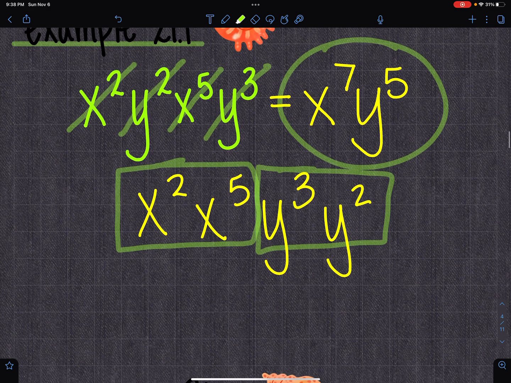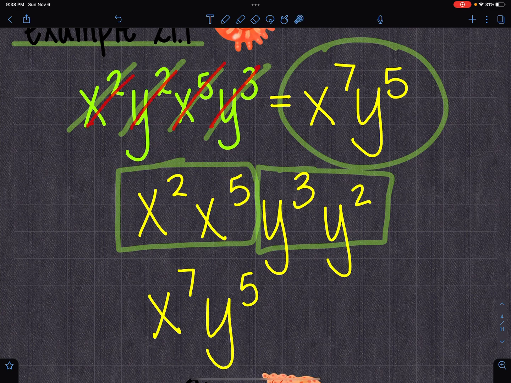And then you can just do, well, this is x raised to the 7th power, and this is y raised to the 5th power, and do it like that. So if it helps you to move things around, it's kind of an extra step. I do it in my mind and then just cross things out as I go, but you can do it this way too, and that's how they do it in the book.